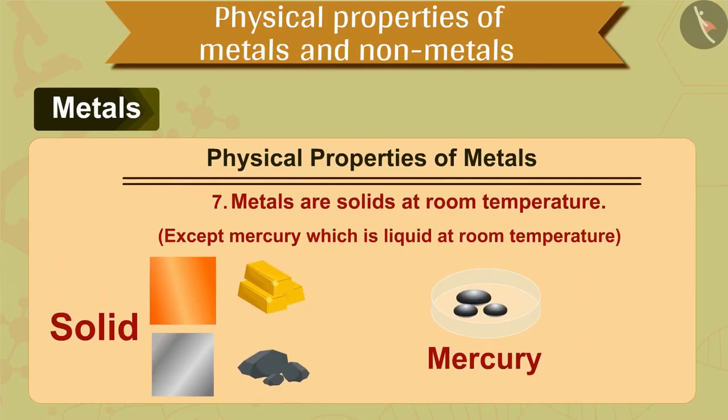The next, seventh property of metals is that metals are solids at room temperature except mercury, which is liquid at room temperature. Most metals are solids at room temperature and there is only one metal which is liquid at room temperature, which is mercury.